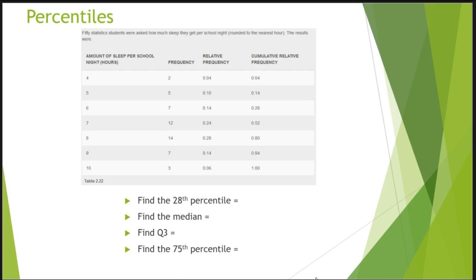We're going to notice that in the cumulative relative frequency chart over here, 28% of 50 data values is 14 values. There are 14 values less than the 28th percentile. So here's the 28th percentile right here. They include the 2 4s and the 5 5s and the 7 6s. So the 28th percentile is between the last 6 and the first 7. So the 28th percentile is 6.5, right between there.